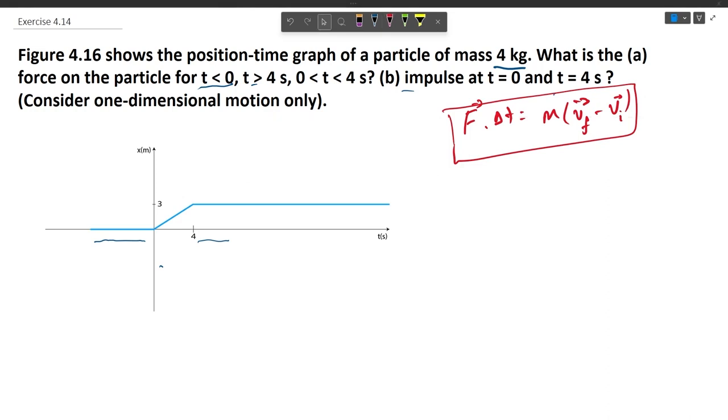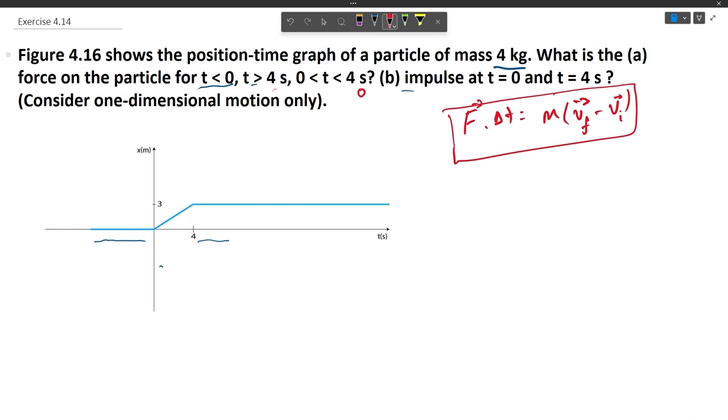Now in the second part, that is t greater than 4 seconds, the particle is again at rest. So again we can say that since the particle is at rest, the net force on the particle is 0. For the path between 0 to 4 seconds, the graph is a straight line. When the position time graph is a straight line, it is the case of constant velocity. Again the body is moving with constant velocity, so net force must be 0 because there is no acceleration. So force is always 0 in all the three cases.